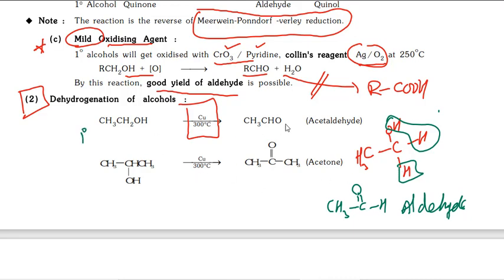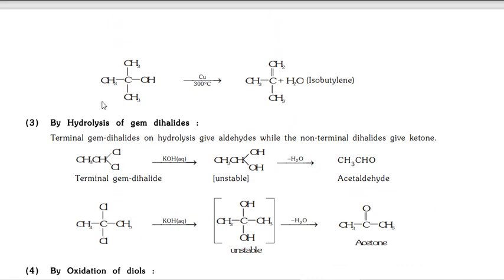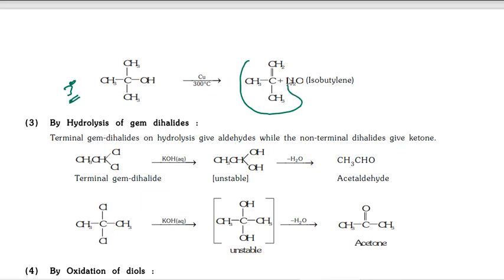So primary alcohols are giving aldehydes, secondary alcohols are giving ketones. In the last reaction also we discussed the same thing. But now here tertiary alcohols are there. These are converting into alkenes. Why? Because there is no hydrogen on this carbon. If hydrogen is there, it can release H2, but here there is no hydrogen. That's why it is giving alkenes.